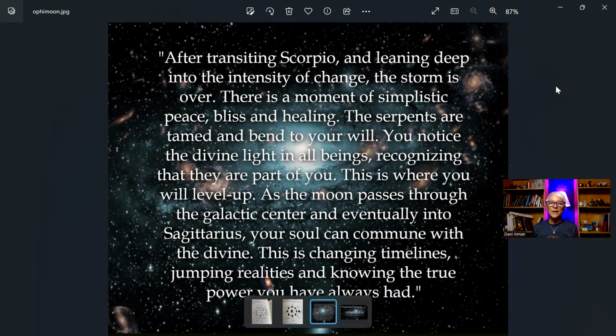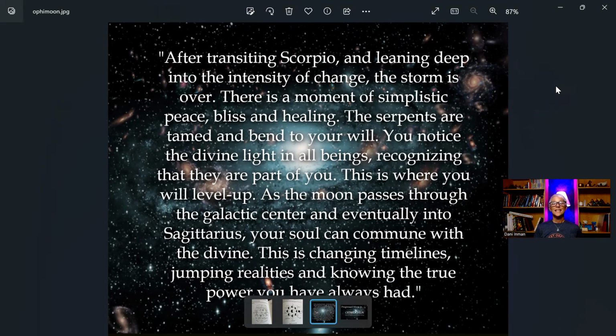And after transiting Scorpio, leaning deep into the intensity of change, the storm is over. There's a moment of simplistic peace, bliss, and healing. The serpents are tamed and they bend to your will. You notice the divine light in all beings, recognizing that they are a part of you. This is where you will level up. As the moon passes through the galactic center and eventually into Sagittarius, your soul can commune with the divine. This is changing timelines, jumping realities, and knowing the true power you've always had.